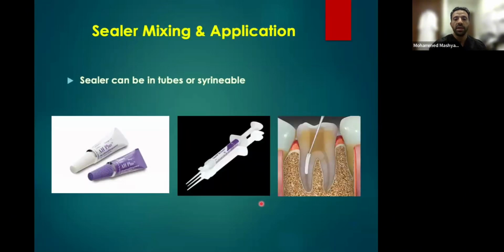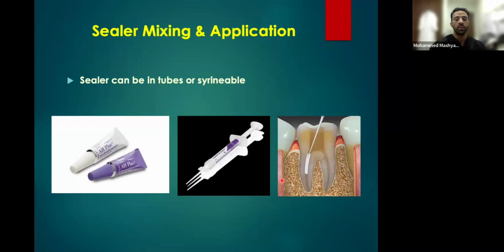So sealer can be in tubes. Either it comes as powder and liquid, or 2 tubes, so you can mix it. It comes in a syringe as ready-made, or with a mixer inside, or as a bioceramic sealer or MTA sealer, so that you can inject it in the canal and fill the canal later.